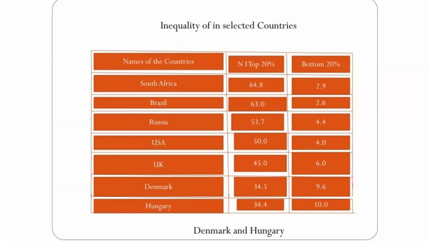But in South Africa, Brazil, Russia, USA, UK, in these countries, near about 50% of the money is in the hands of just 20% of people. So this is the inequality in wealth in different parts of the world. The remaining part we will continue in the next lecture.